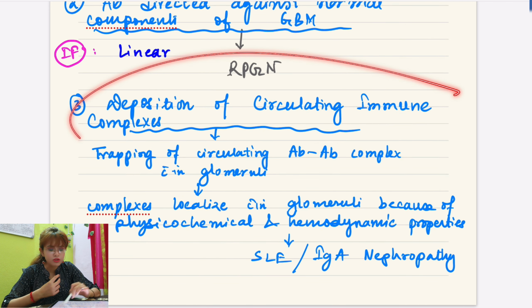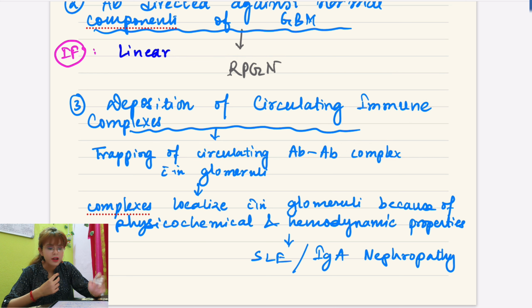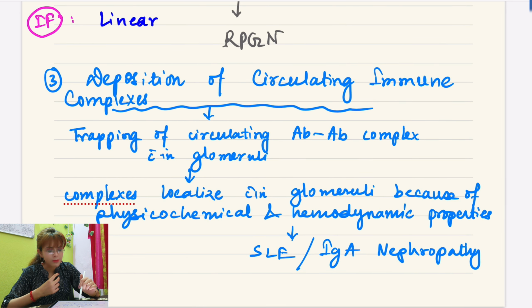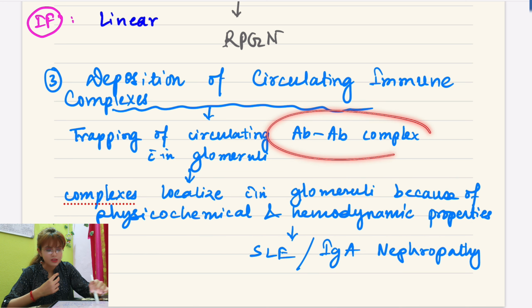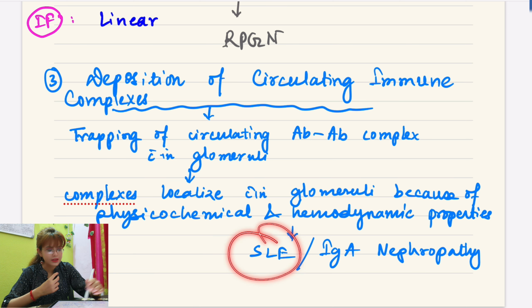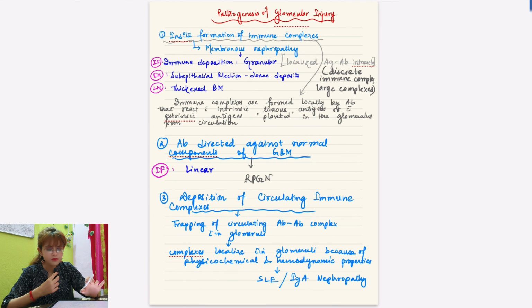If you talk about the deposition of circulating immune complexes, here there is no immune complex formation in situ. This is a circulating immune complex and is getting deposited in the glomerulus. Now why are they getting deposited in the glomerulus? Because of some physicochemical and hemodynamic properties of these immune complexes, which are getting deposited or localized in the glomeruli. This happens in case of SLE or IgA nephropathy, right? So this is basically the pathogenesis, and this is the basis of understanding a lot of important points.